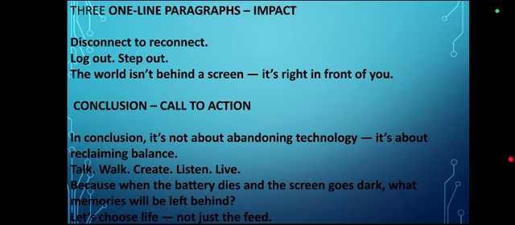Connect or disconnect to reconnect. Log out, step out. The world isn't behind the screen. It's right in front of you. Now, this is my conclusion.